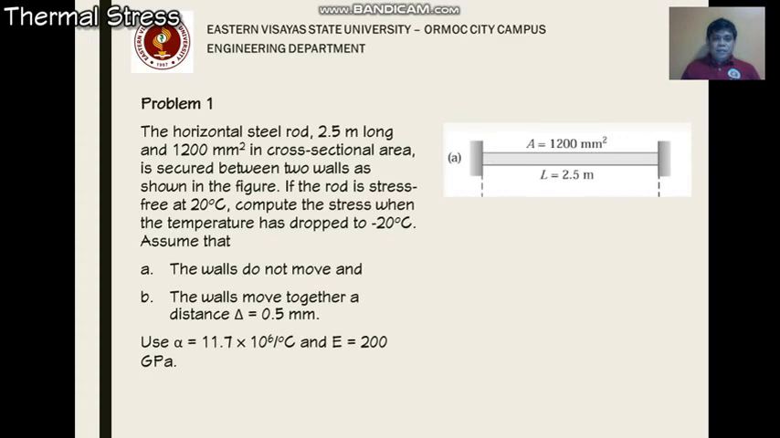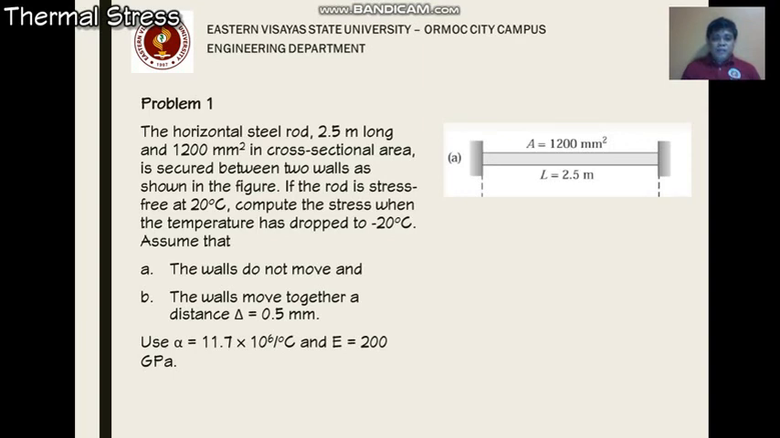Now let us try to solve a problem in thermal stress. So for our problem 1, we have a horizontal steel rod 2.5 meters long and having a cross-sectional area of 1,200 square millimeters, secured between two walls as shown in the figure. The rod is stress-free at 20 degrees Celsius. Compute the stress when the temperature has dropped to negative 20 degrees Celsius.